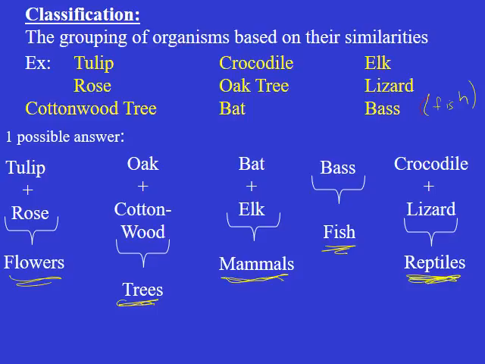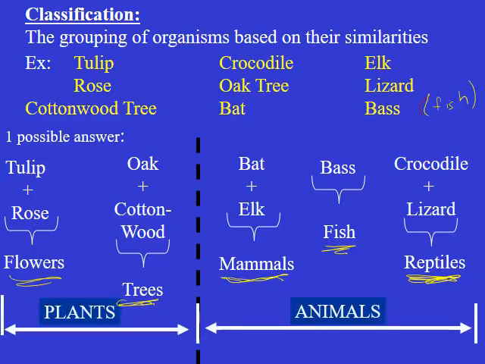So you can kind of see what I've done here is I've separated them based upon first plants, then animals, and then I broke down the categories even further to be more specific. With the plants, we broke it down further to be flowers or trees, excuse me. With the animals, we broke it down to be either mammals, fish, or reptiles.